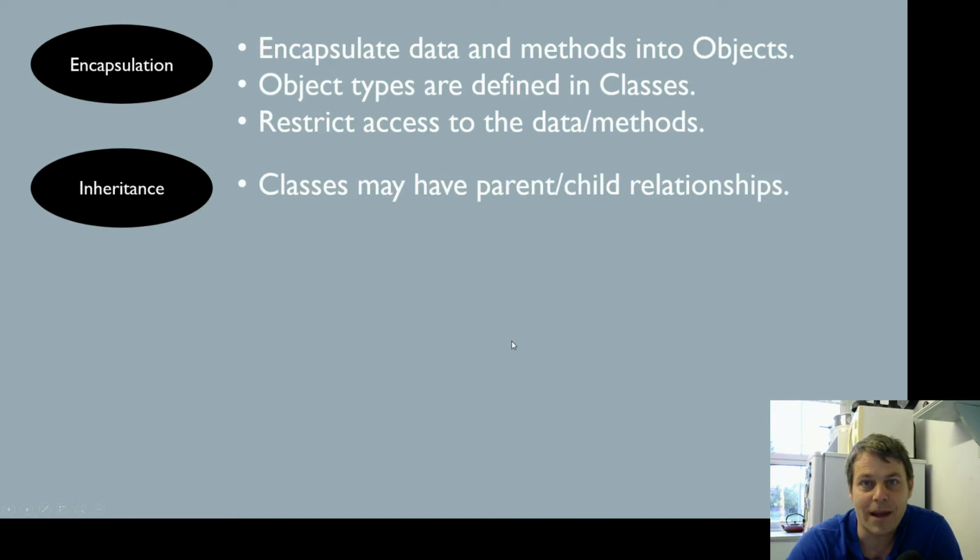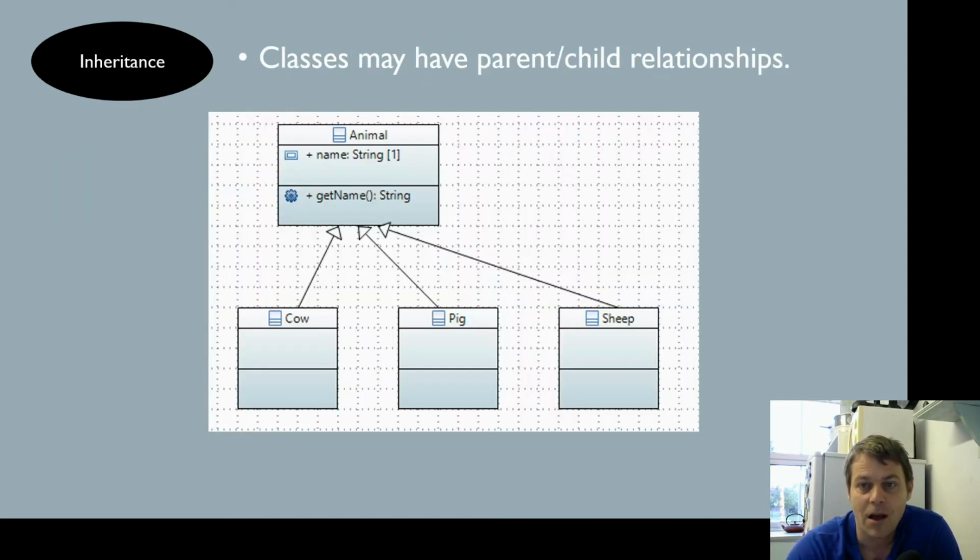Okay, so the next thing in object-oriented programming is inheritance. So classes can have relationships with other classes. They can be parents or children. Now, in some languages, we can have multiple inheritance where a class can have two parent classes, but in Java, we can only have single inheritance. So one class can be a child to another class.